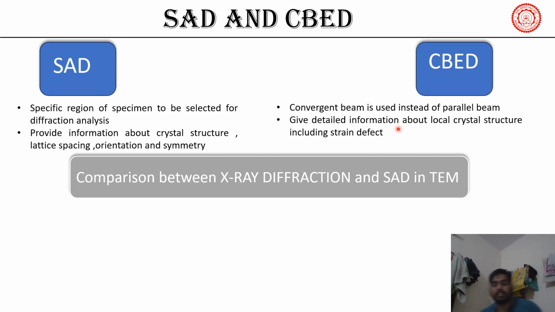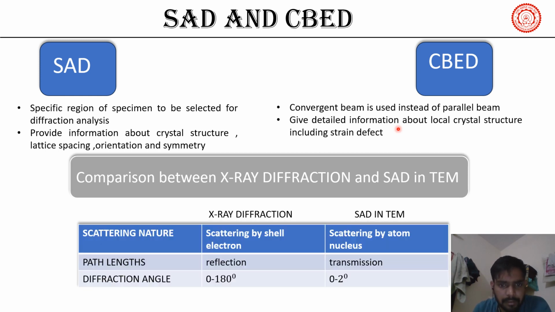Now, as we have discussed earlier, the TEM can work in both modes. The first one is diffraction mode and the second one is image mode. Another technique, X-ray diffraction, also gives data in the form of diffraction patterns. So for a specific sample, we get a diffraction pattern in two ways: first, X-ray diffraction, and second, SAD in the TEM. Between these two diffraction patterns, we have to compare several aspects.